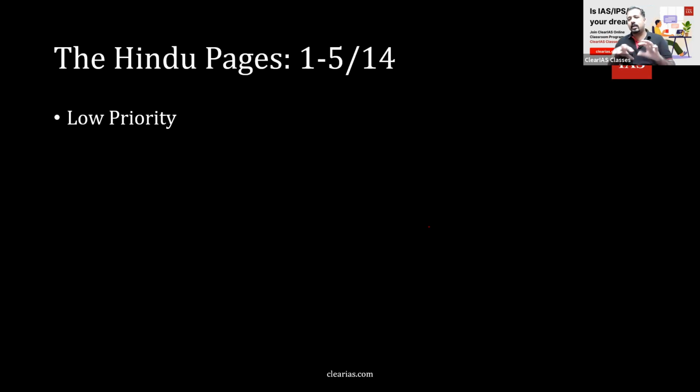priority. I am dividing the Hindu newspaper pages into three: high priority pages, medium priority pages, and low priority pages. We'll see each page one by one, but the first 5 pages are of low priority.